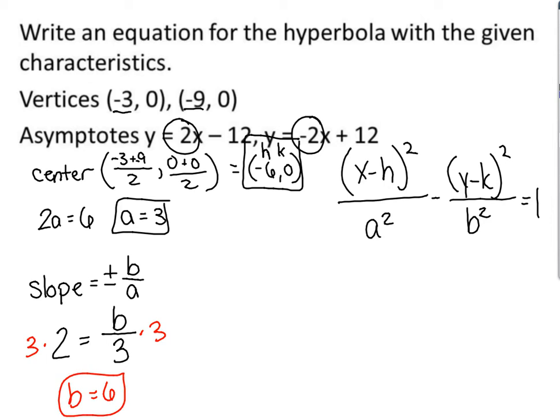Now we have our h, k, a, and b values, so we can substitute them in and write our equation. So this is going to be (x plus 6) squared, because remember when you put it in the parentheses, you change the sign, over a squared. a is 3, so we get 9. Because the k value is 0, you can just write this as y squared, or you can write in parentheses y minus 0 and then square it. Either answer is acceptable. We know our b value is 6, so b squared is 36, is equal to 1.